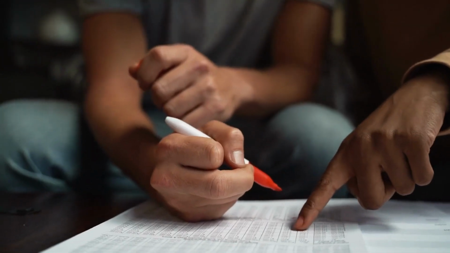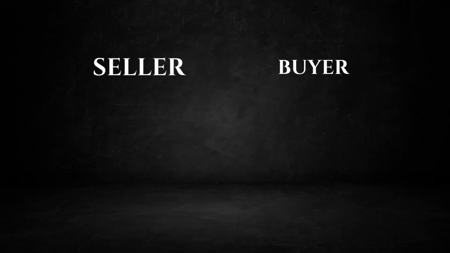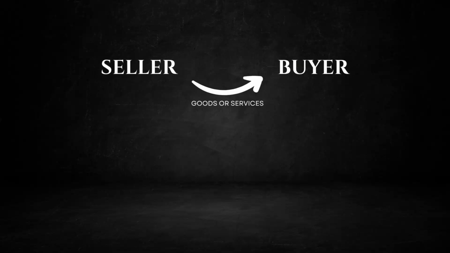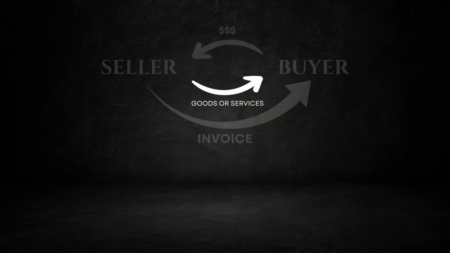So let's break it down further. Picture a typical business transaction involving a buyer and a seller. The seller provides goods or services to the buyer, and in return, the buyer pays them or receives an invoice. This transaction has three components: the transfer of goods or services, the invoice, and the payment.